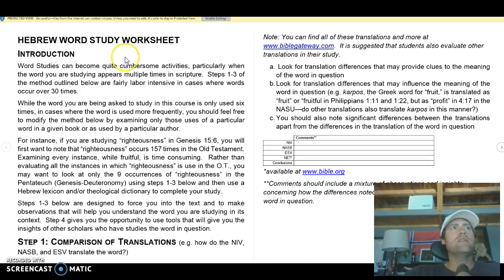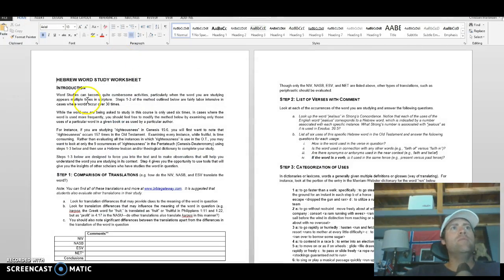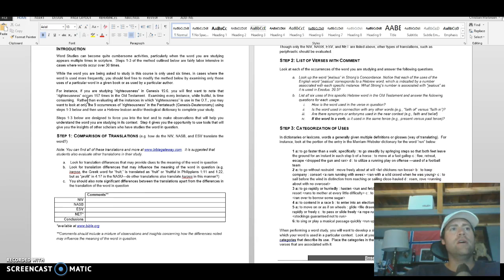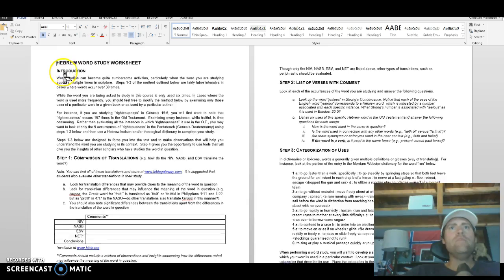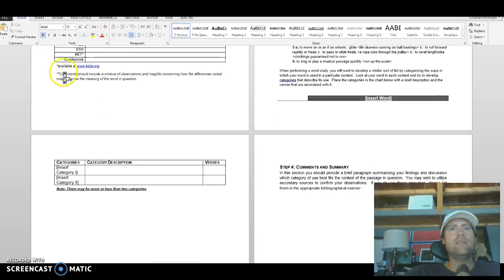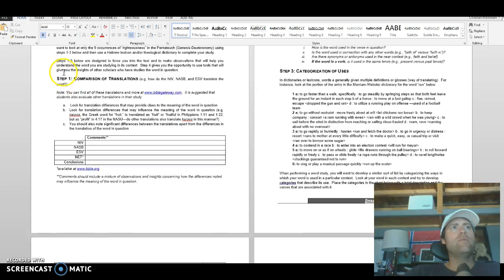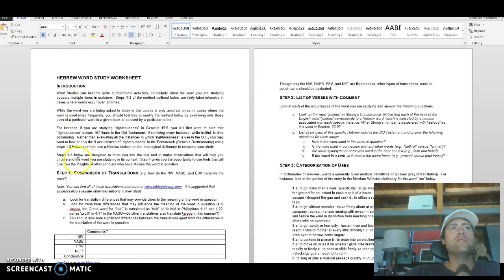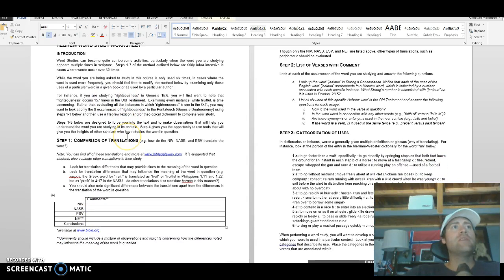Okay, enable editing. The Hebrew word study worksheet. This is ISA number 7, correct? This looks a little different than the ISA number 4, but the point is that you're simply following the steps. Turn in this sheet, and you're literally going to fill stuff in here. It's pretty self-explanatory.